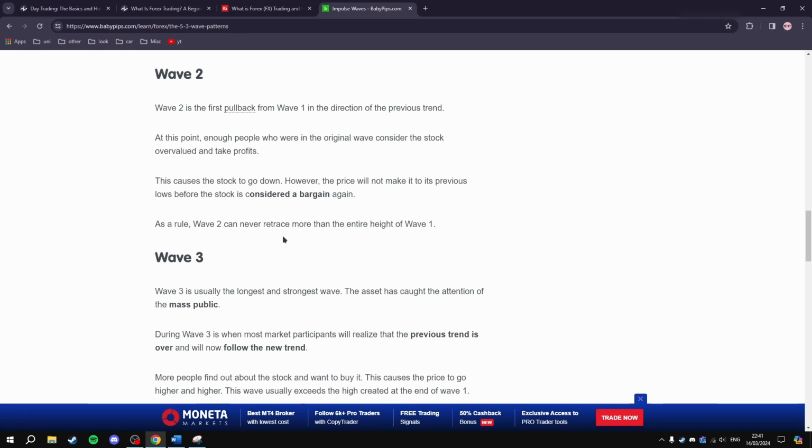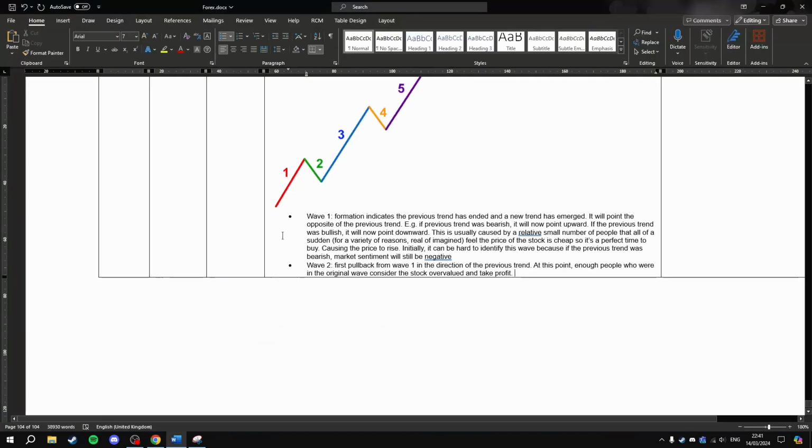This causes the stock to go down. However, the price would not make it to its previous low before the stock is considered a bargain again. As a rule, wave 2 can never retrace more than the entire height of wave 1. So it can't go below wave 1 if wave 1 was going upwards.